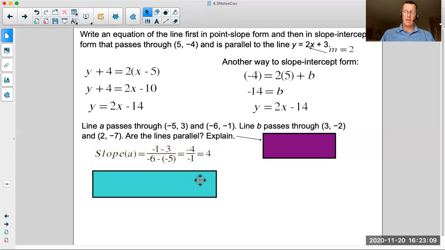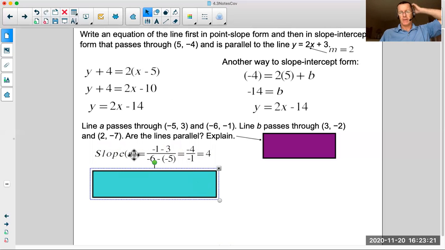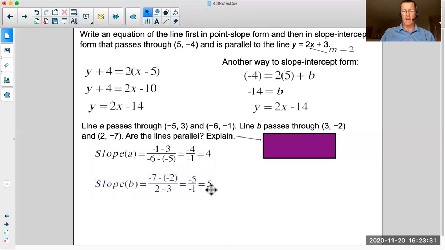So if you figured out the slope of line A, one way to do it would be negative 1 minus 3 over negative 6 minus 5. Or we could have gone the other way, but either way, we're going to end up getting 4. And for line B, calculate the slope. Hopefully you ended up getting 5, either doing it the way I did or reversed. You could have gone negative 2 minus negative 7 over 3 minus 2, and you would have gotten 5 over 1, which is still equal to 5.